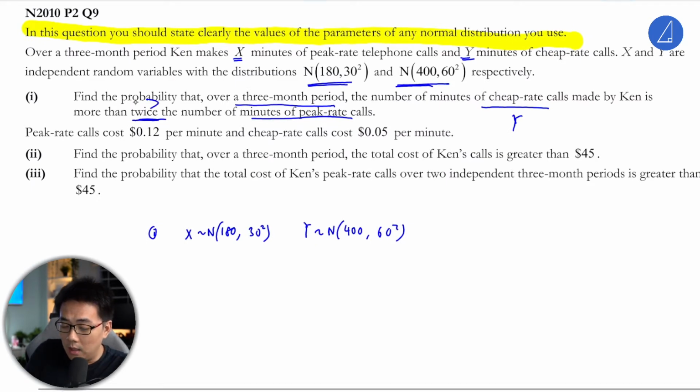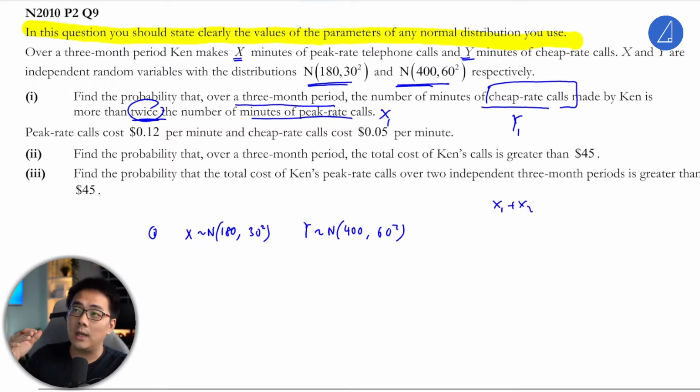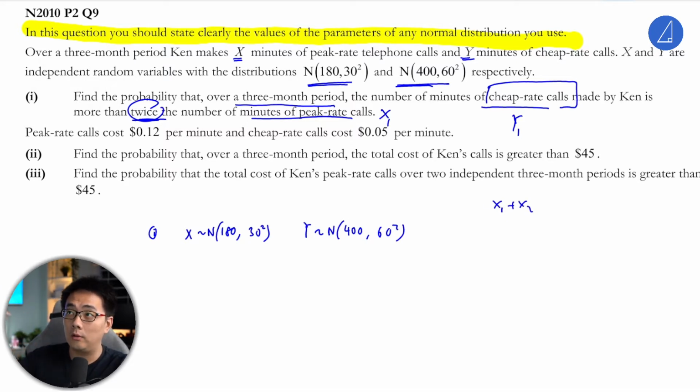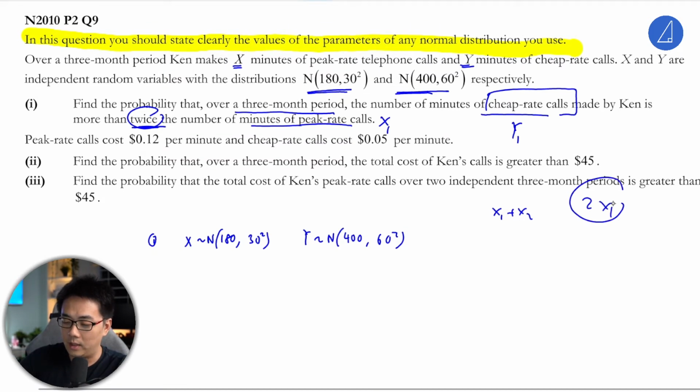Okay, so meaning now there are only 2 calls involved: the cheap rate call and the peak rate call, which is X1. So when you see this twice, it's not X1 plus X2. X1 plus X2 means that you have 2 peak rate calls, but this one is you pick 1 peak rate call and then you just double it. So it's actually 2X1. This is the one, not this one.